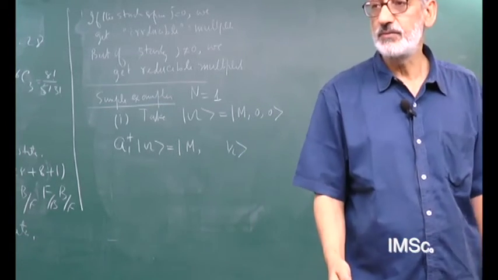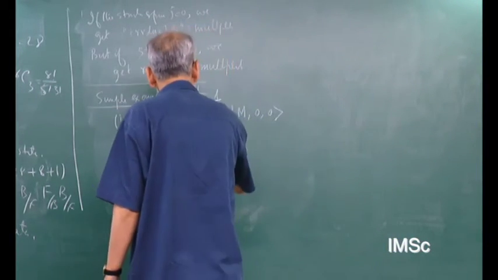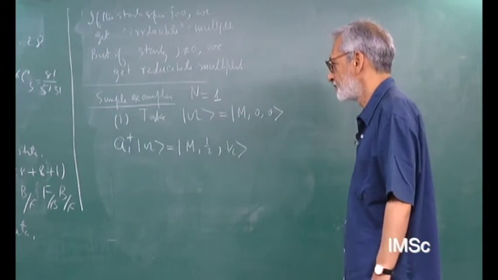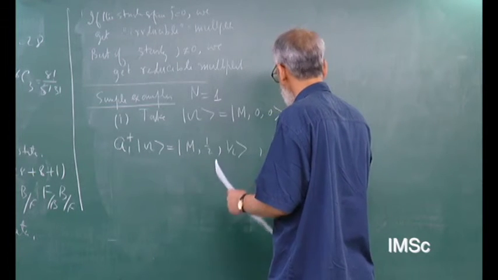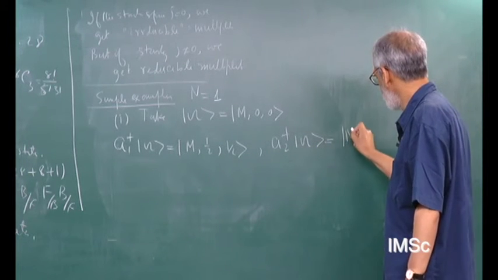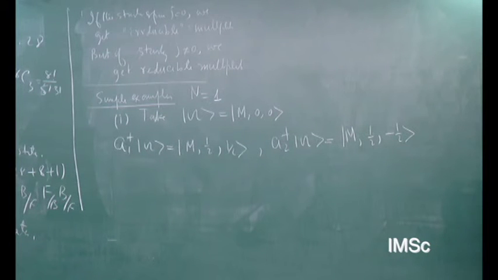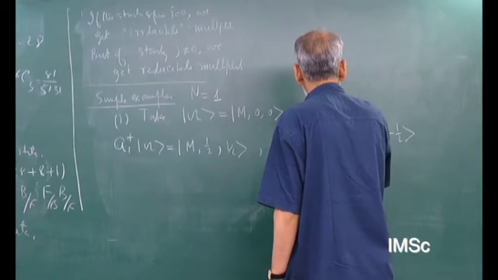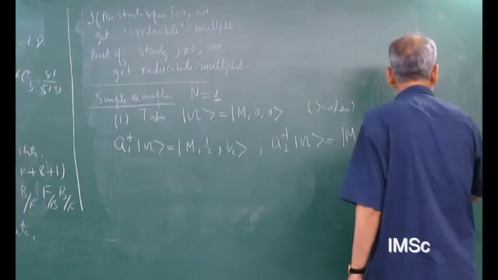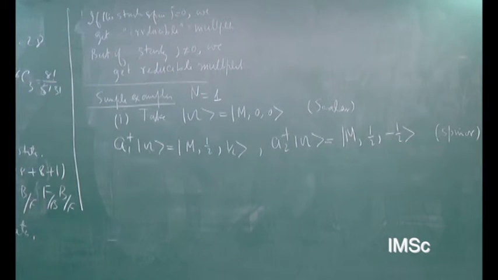For a state which has Jz value half, what would be its J value? Half, because only a spin half state can have Jz value half. This one will decrease the Jz value, so that would be Jz value minus half. The J value would be J half. So this was a scalar here. These two states are spinor. They make a two component spinor of spin half.